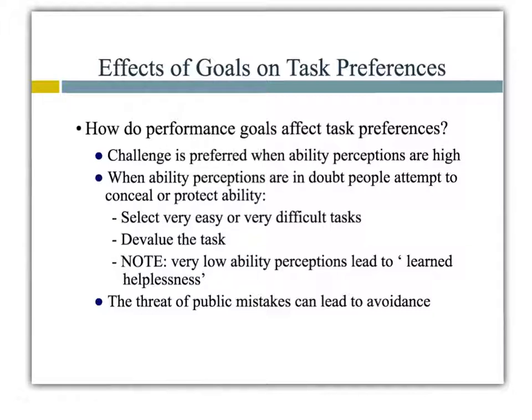They may also devalue the task and say, "This is not even worth pursuing in the first place." And maybe it is, but they're protecting their self-worth. And it's important to note that very low ability perceptions can lead to learned helplessness, which is giving up trying to learn altogether, which is the worst possible scenario. And then finally, the threat of public mistakes can lead to avoidance.